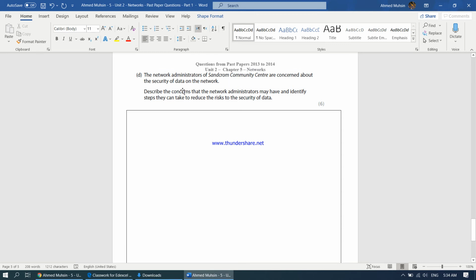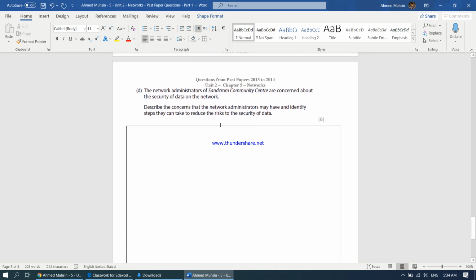Okay, describe the concerns that the network administrators may have and identify steps they can take to reduce the risks to the security of data. Okay, so we're talking about a community center over here. They're worried about their data on the network. So the question is asking us, what are the concerns that they would have and what are the steps that they could take to reduce the risks to the security of their data.